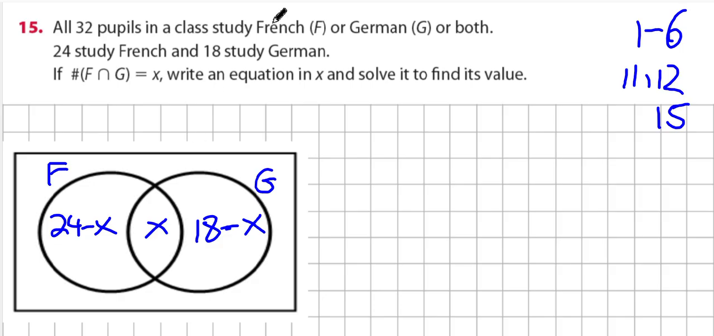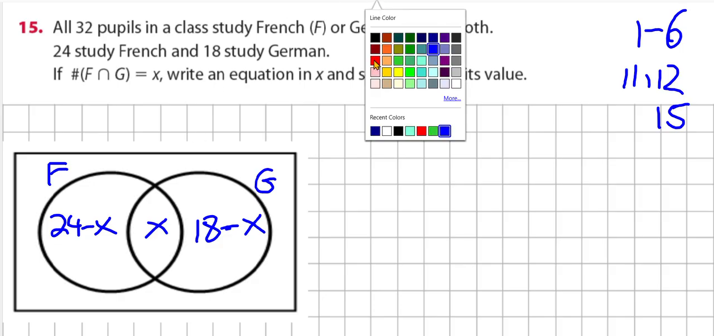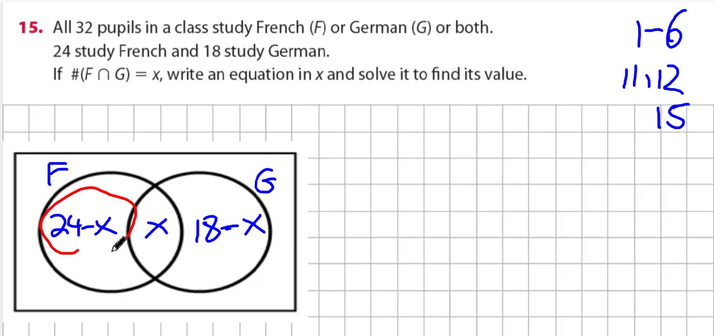We're going to add all 3 sectors together. And what happens when you add all 3 sectors together? What does the answer have to be? How many students in the class? So you're going to add all three sections together and put it equal to 32 and see what happens. Okay, give it a go.